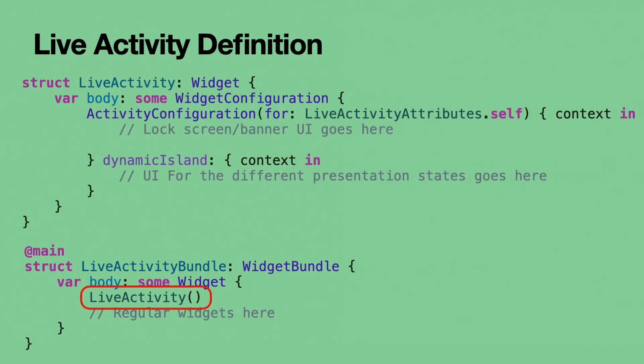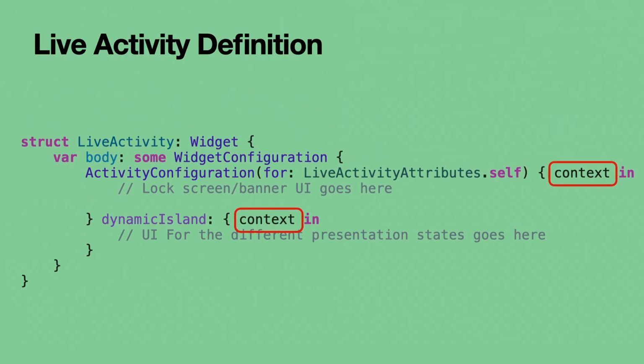You just need to create that new widget type and add it to your existing widget bundle, like there, amongst your regular, say, home screen and lock screen iOS widgets. So we'll focus on this widget type for a second. And it's here where we get to define the UI for the live activity across the various states it can be presented in. And we do this by returning views from these couple of closures here.